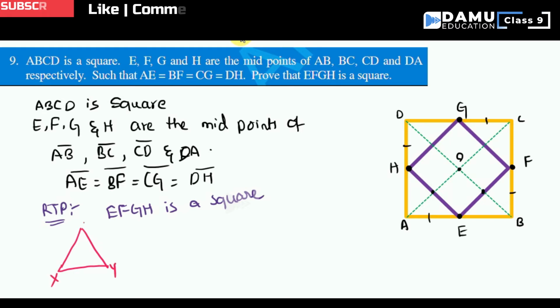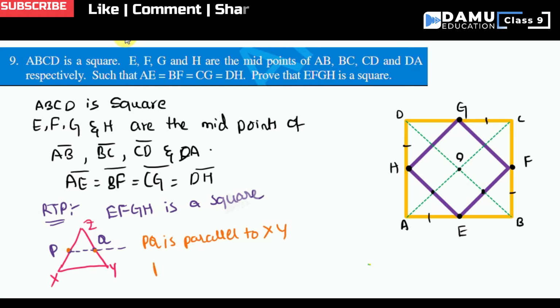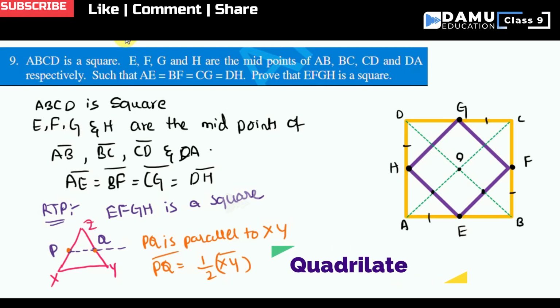So let's take XYZ as a triangle, then take the midpoints of any two sides. If you draw one midline, let's take this as P and Q. Here PQ is parallel to XY, and PQ is the line joining the midpoints of the sides. Then we can write that PQ will be equal to half of XY. So PQ is the line which will be half the length of XY.